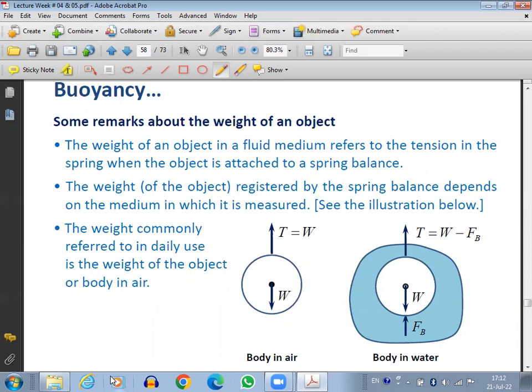What is the reason? The reason is that the weighing balance, according to how much weight it is bearing, will give its measurement.